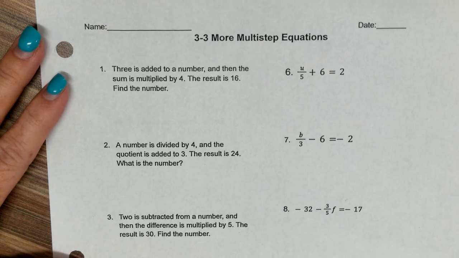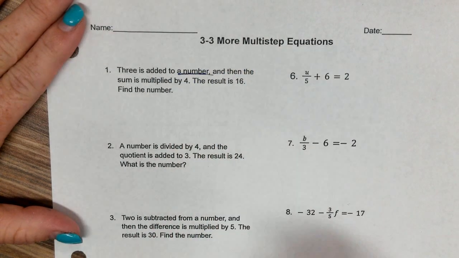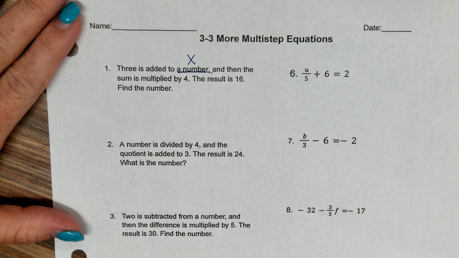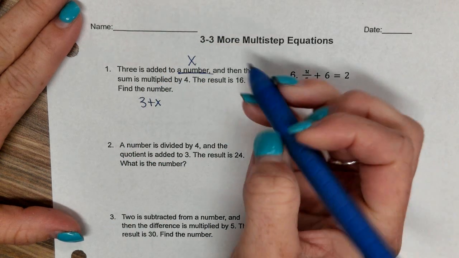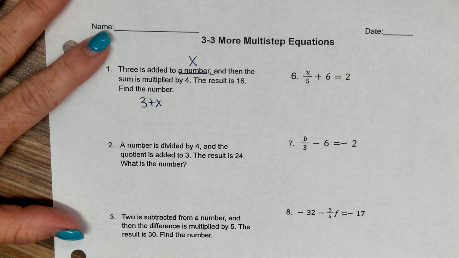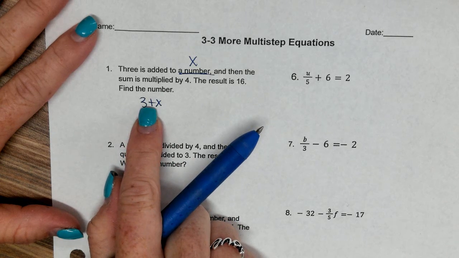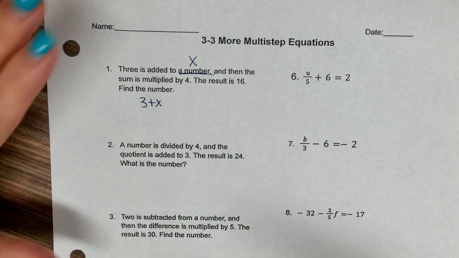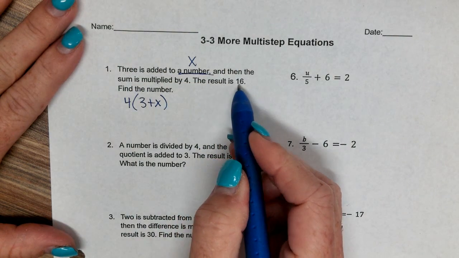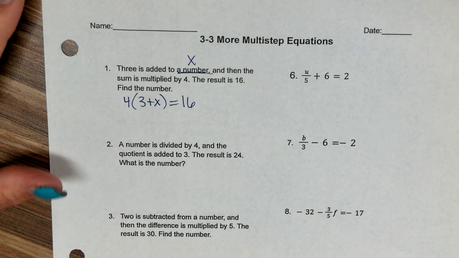All right, so number 1, it says 3 is added to a number. What will we call a number if we don't know what it is? So how would I write 3 is added to a number? 3 plus x. And then the sum is multiplied by 4. So this whole thing is multiplied by 4. What do you think I need to put around them? So this whole thing is multiplied by 4. The result is 16. Equals 16. Find the number, so you would solve it.